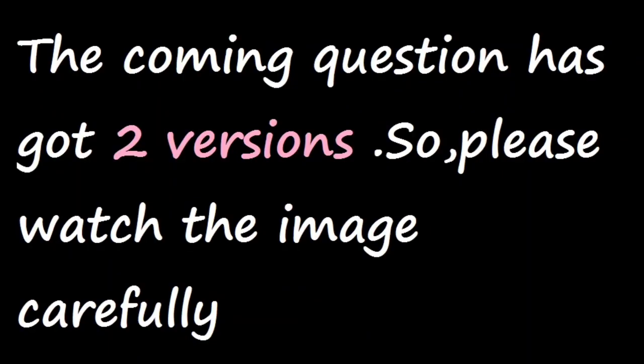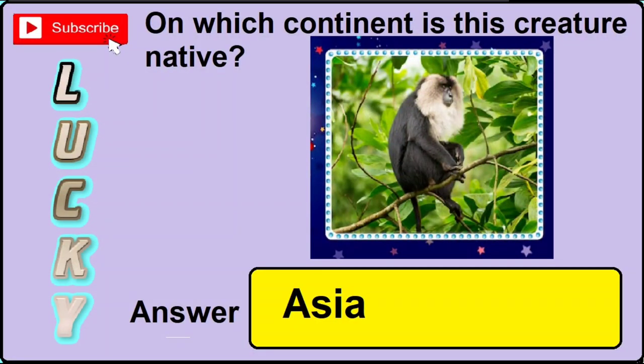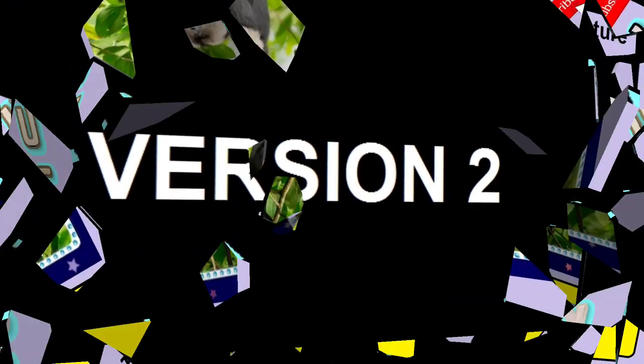Now this coming question also has two different versions or types, so you need to watch the image and then click the answer that I will be showing here in the answer box. For example, in version 1 of this question, just watch the image, and if you find this set of image, then the correct answer will be Asia. So just click Asia if you find this set of image.